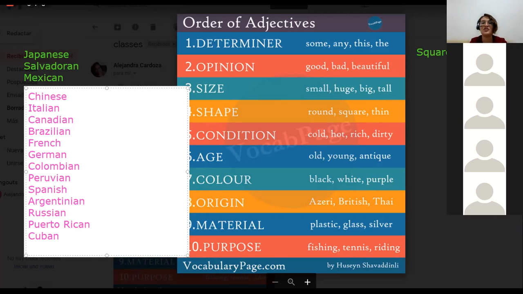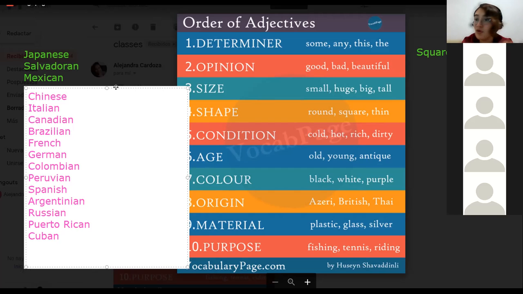And these are all nationalities, right? Todas estas son nacionalidades de origen. La nacionalidad puede ser de una persona, puede ser de un objeto. Puedo comprar, por ejemplo, un Japanese car. I can buy an Italian pair of shoes, unos zapatos italianos, and so on.